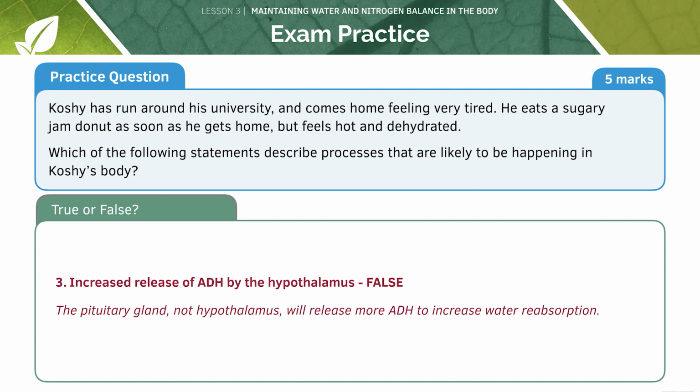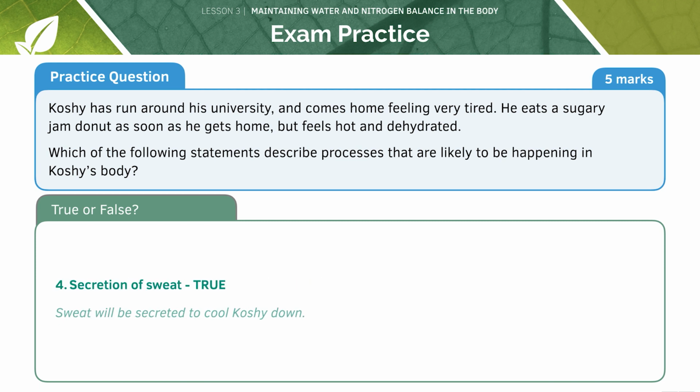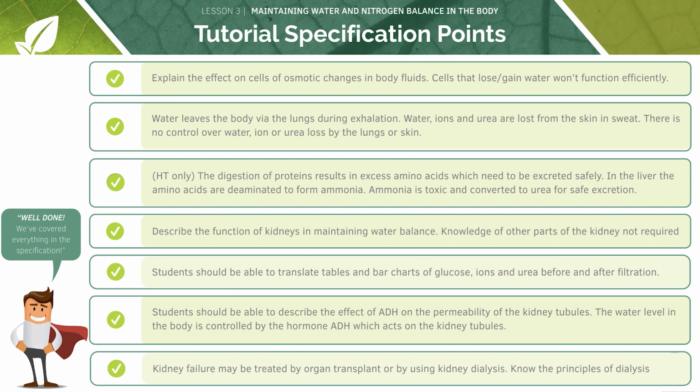Now, number 2, increased reabsorption of water by the kidney. True, because it says in the question Koshi is dehydrated, so we're going to increase reabsorption of water by the kidney into the blood. We don't want to lose water in the urine. Increased release of ADH by the hypothalamus. Now, you might think this is true, but it's a trick question because it was the pituitary gland, not the hypothalamus, that secretes ADH. Okay, so trick question there.